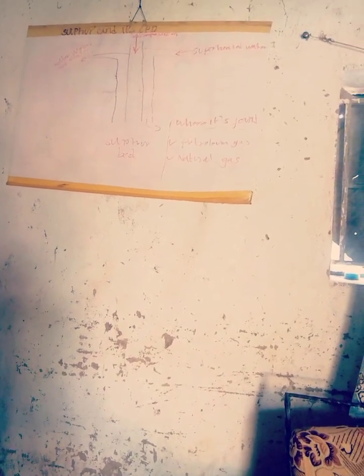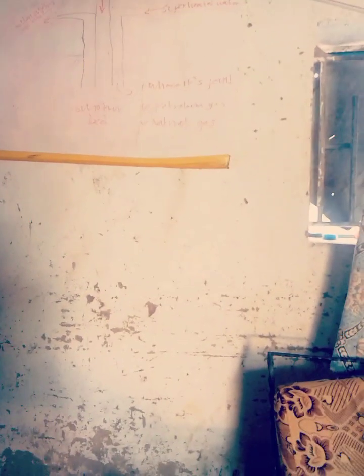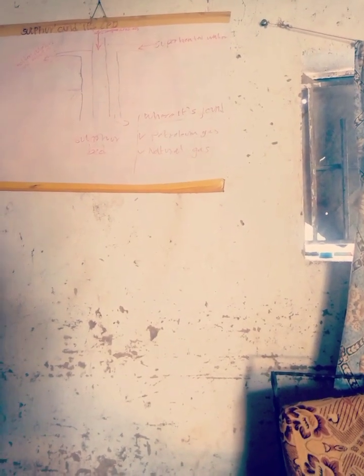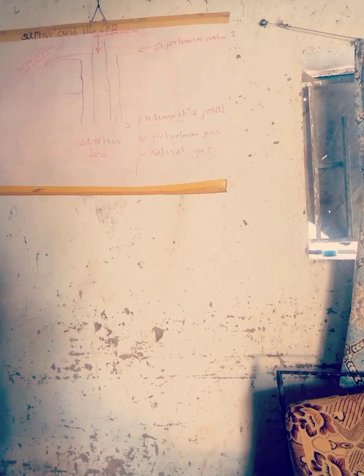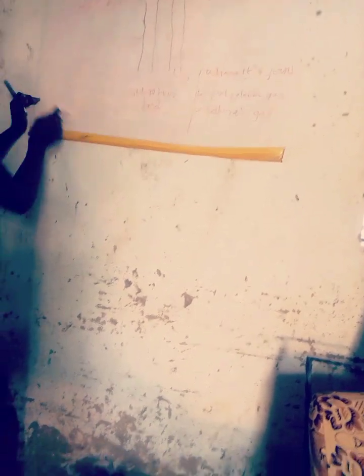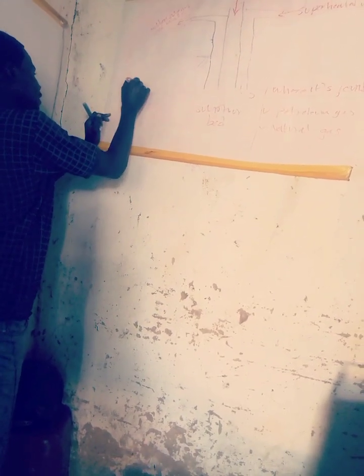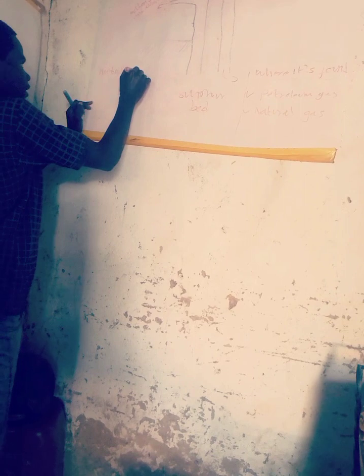So now let's talk about its occurrence. This sulfur can occur mostly in metallic sulfides. This is taught in Form 4 chemistry, whereby you talk about the metallic sulfides.